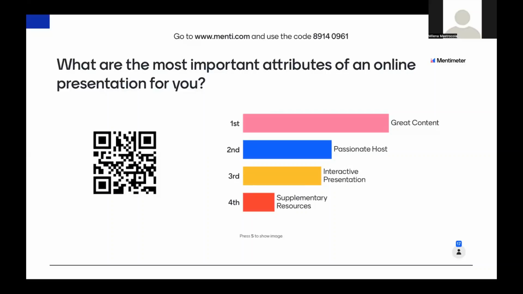Are we still in progress? Yeah, I think there are still people voting, but right now it looks like the content is the most important attribute for this audience. Okay, it's still changing a little bit. Passionate host is of course also very important, because if you have somebody talking to you and not being passionate about what he's talking about, you easily lose track, right? Okay, and right after this, there's the interactive presentation.